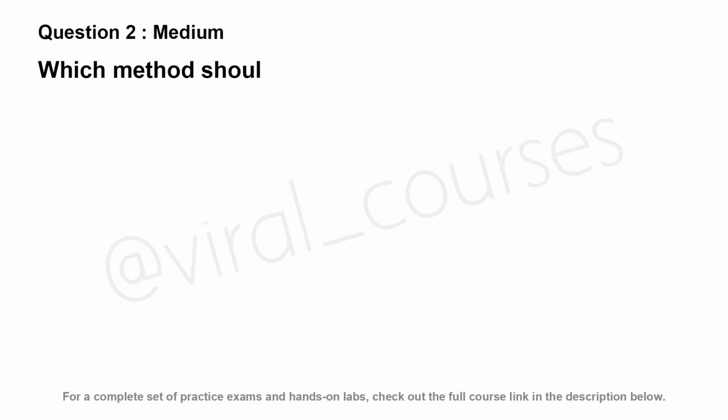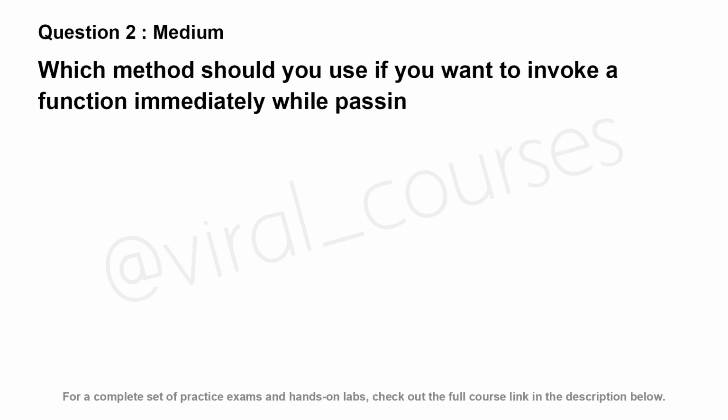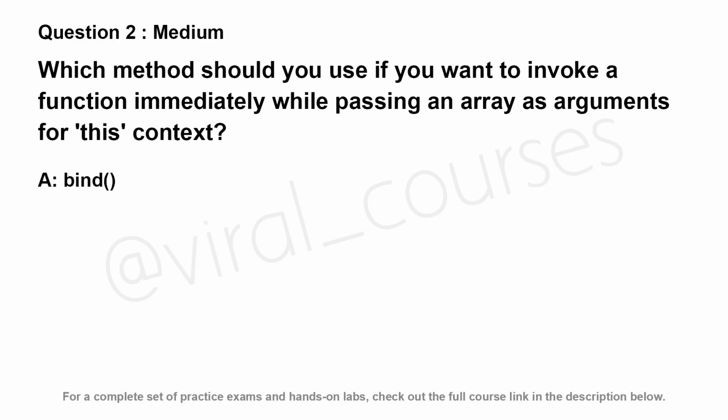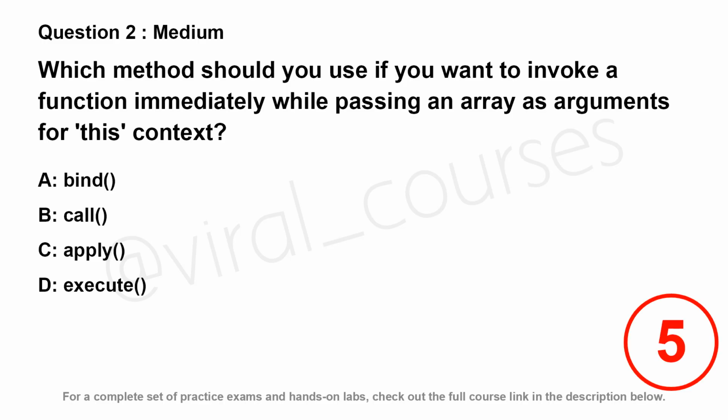Which method should you use if you want to invoke a function immediately while passing an array as arguments for this context? Option A, bind. Option B, call. Option C, apply. Option D, execute.